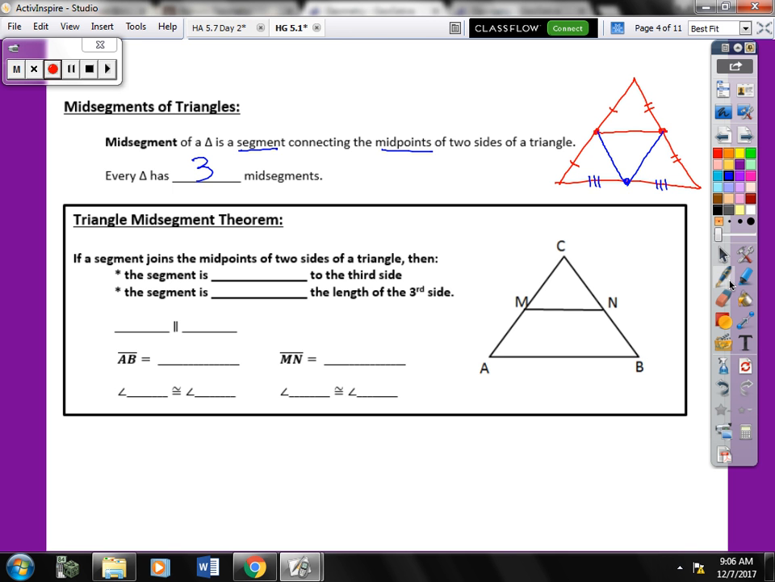All right, so the triangle midsegment theorem says if a segment joins the midpoints, and let's go ahead and mark that, of two sides, then the segment will be parallel to the third side. We proved that using our converse theorem of the corresponding angles postulate. And this segment will be 1/2 the length of the third side. So in this specific picture, we would say that segment MN is parallel to AB.